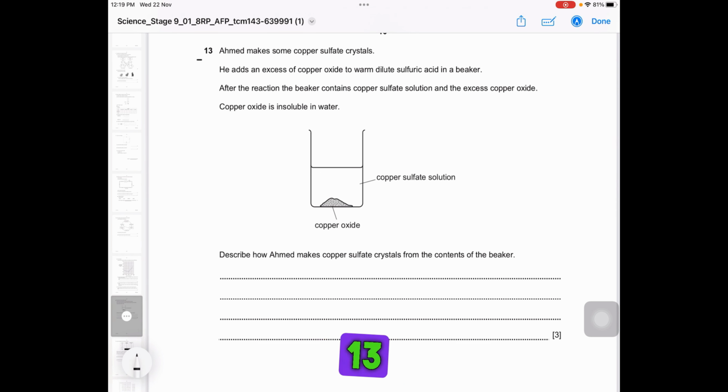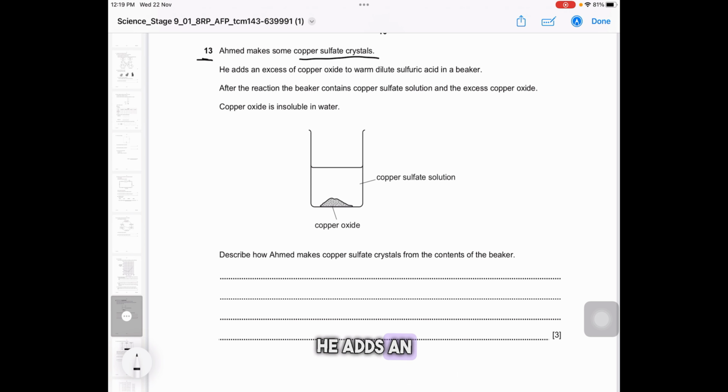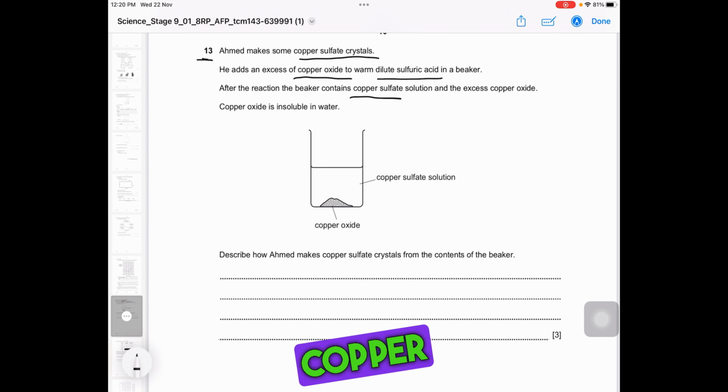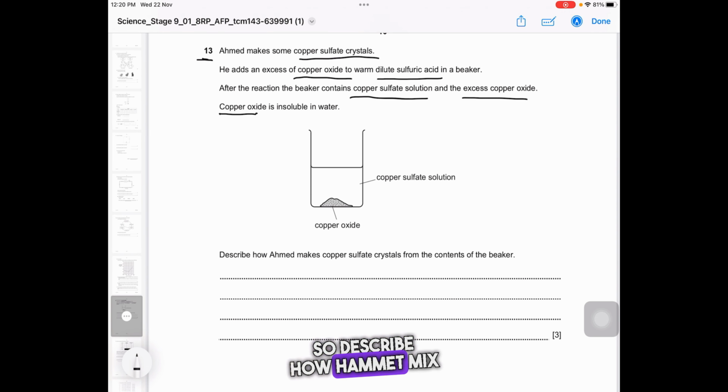So question 13 here. Hamlet makes some copper sulfate crystals. He adds an excess of copper oxide to warm dilute sulfuric acid in a beaker. After the reaction, the beaker contains copper sulfate solution and the excess copper oxide. So copper oxide here is basically insoluble in water. So describe how Hamlet makes copper sulfate crystals from the contents of the beaker here.